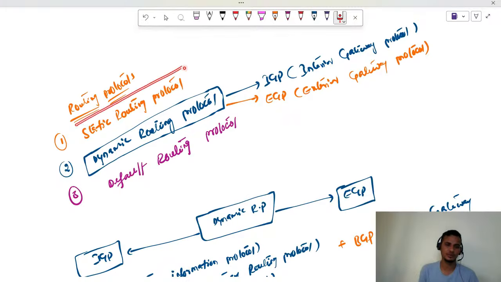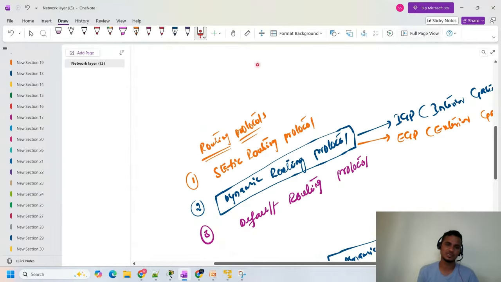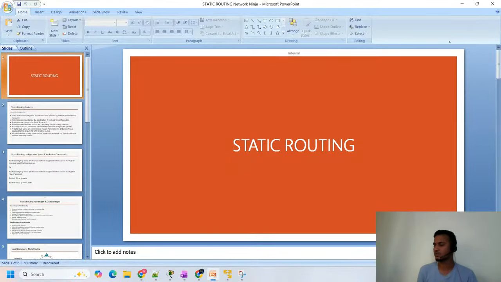So we are going to do static routing. We will understand it and do a deep dive. Once we understand the concepts, we'll perform the lab as well. Let me take you to the slides which I have created here. I have the slides here. So this is routing, guys.